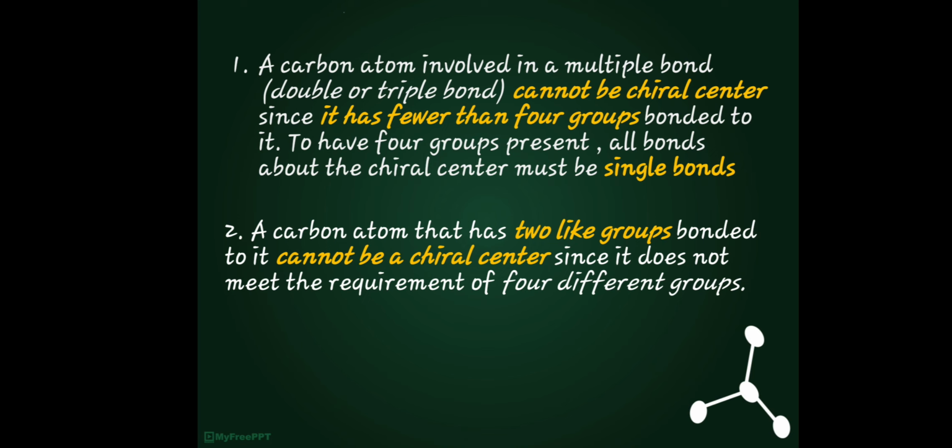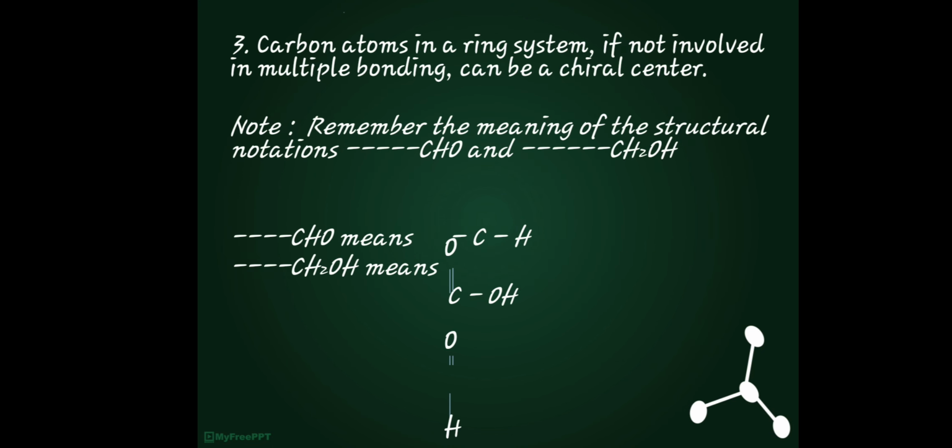If it has a double or triple bond, hindi siya kasali sa chiral center. Okay, moving forward. Number 3, carbon atoms in a ring system, if not involved in a multiple bond, can be chiral center. So in a ring, in a cyclic structural formula, kapag hindi naman siya involved with a double and triple bond, you can include that in a chiral center.